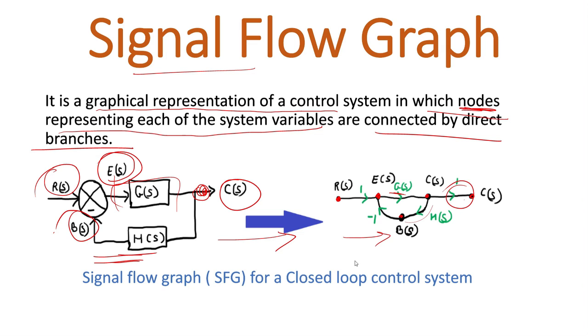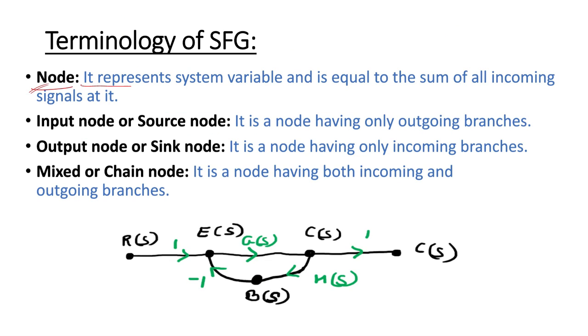So this is your signal flow graph of a closed loop control system. For understanding it better, first we will see its terminology. So what is a node? Well, now you know the node. Node represents system variables and is equal to the sum of all incoming signals at it. So in this case, E(s) is your node and it is equal to the sum of the incoming signals.